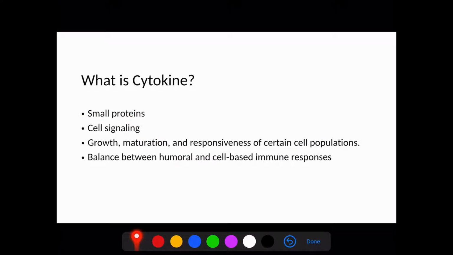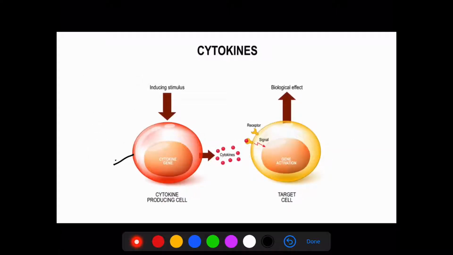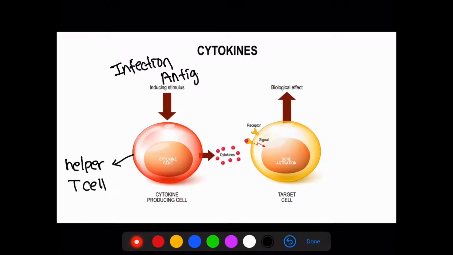Cytokines are small proteins that play an important role in cell signaling. They regulate growth, maturation, and responsiveness of certain cell populations. Cytokines modulate the balance between humoral and cell-based immune responses. If we say that the cell is a helper T cell, the stimulus such as infection or antigen causes the cell to produce cytokine. When cytokines are bound to the receptor of a different cell, it sends a signal to the cell that causes the cell to replicate and produce even more cytokines, resulting in certain biological effects like immune response.